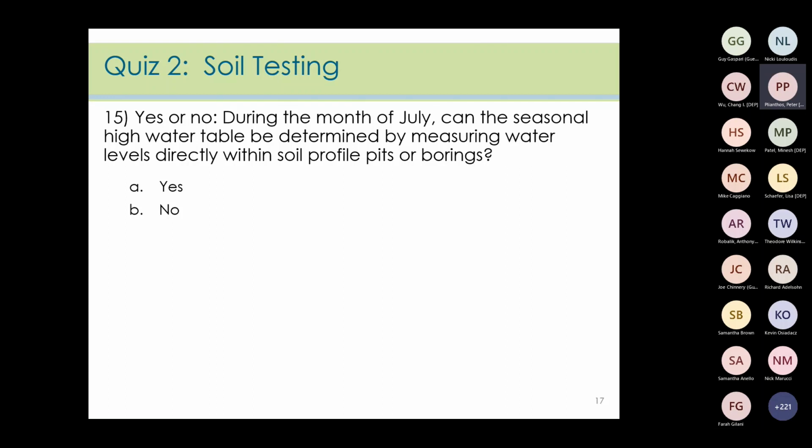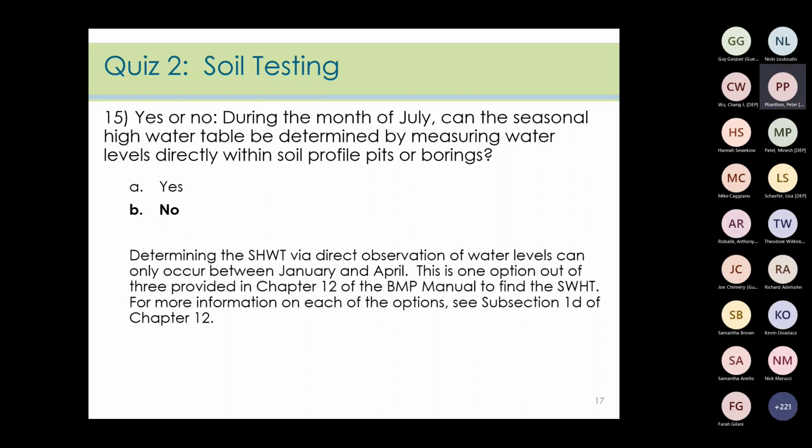Number 15, yes or no? During the month of July, can the seasonal high water table be determined by measuring water levels directly within soil profile pits or borings? The answer to that is no.